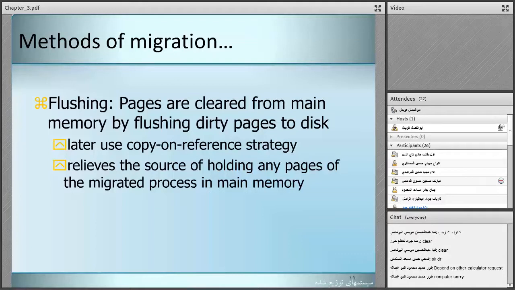We firstly flush and store all the data of the process, which is in main memory, to the hard disk of the source machine. So we firstly release the main memory of the source machine and store all the data on hard disk, and then we act as copy on reference strategy. It means we do not transfer anything, but in this method we free the main memory because we store all the data of the process on hard disk of the source machine.